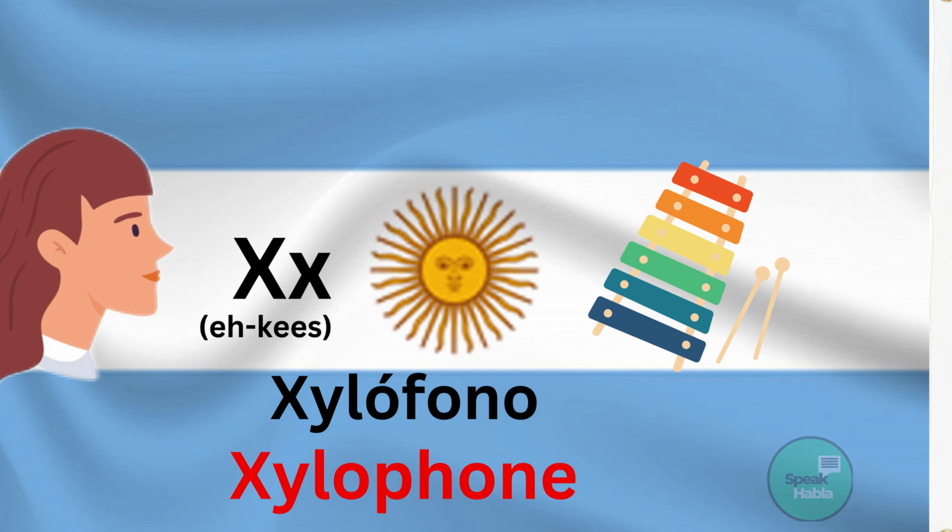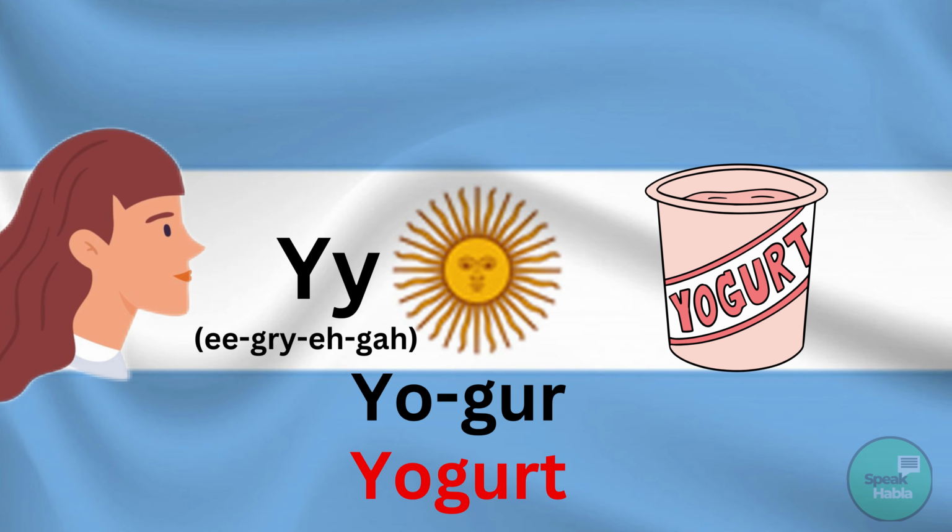Very good. The letter Y is pronounced Y. Say it with me. Y. Now say it in an example. Yogur, yogurt. Okay, one more time. Say it with me. Y.